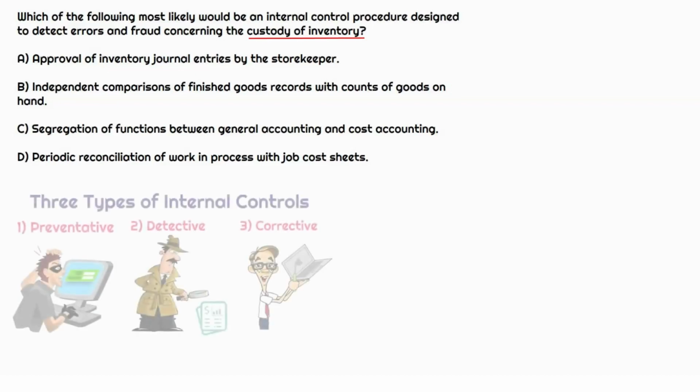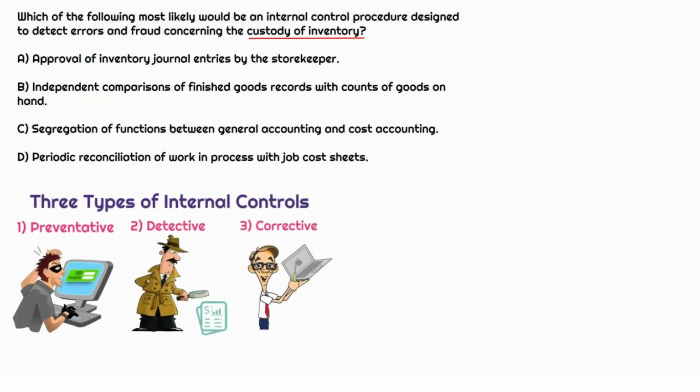That's the most important thing. So for internal controls, they can do three things, right? They can either prevent, they can detect, or they can correct. Now this question is focused on detecting errors and fraud. And again, it's concerning the custody of inventory. So again, how do we know what's in the warehouse is actually in the warehouse?